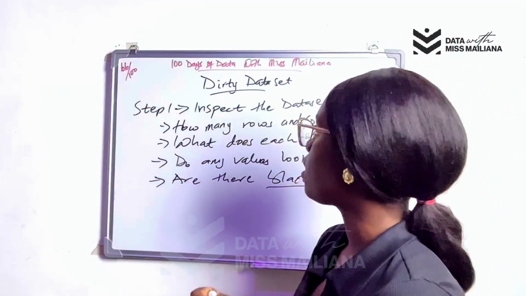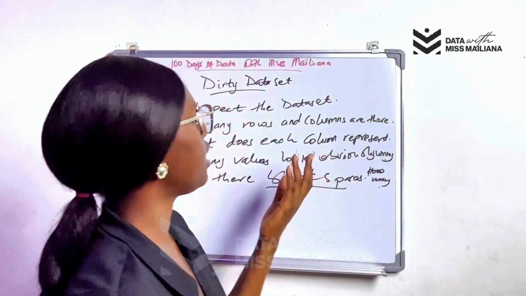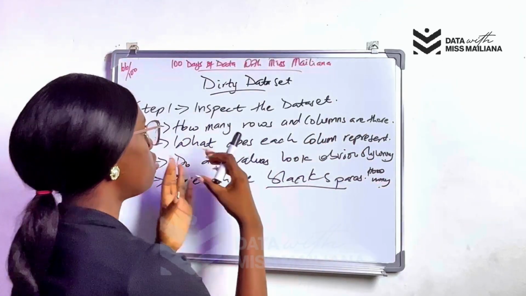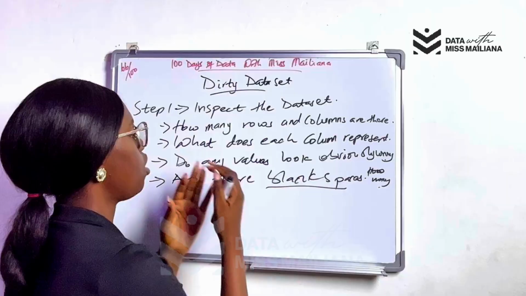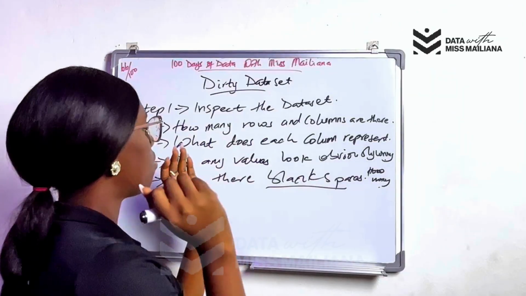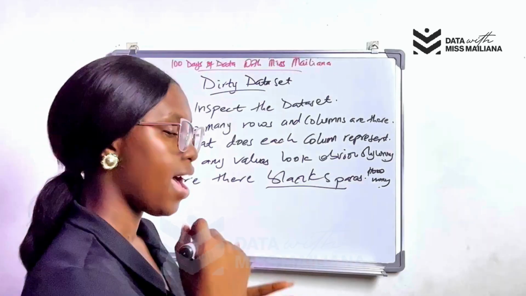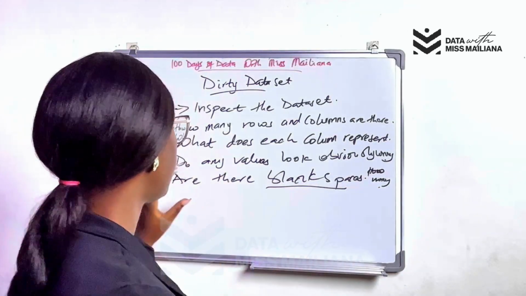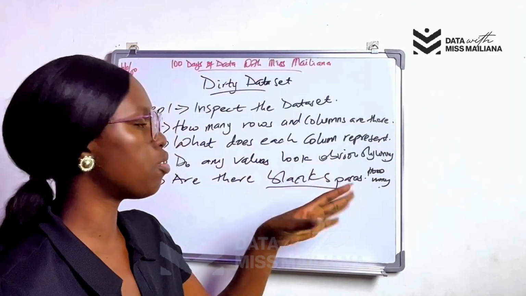So the very first step of handling your dirty data set is that you actually would inspect your data set. Look at how many columns and rows are there. Also, what does each column represent, right? As I said, I actually make my students go one after the other. Then, do any values look obviously wrong?